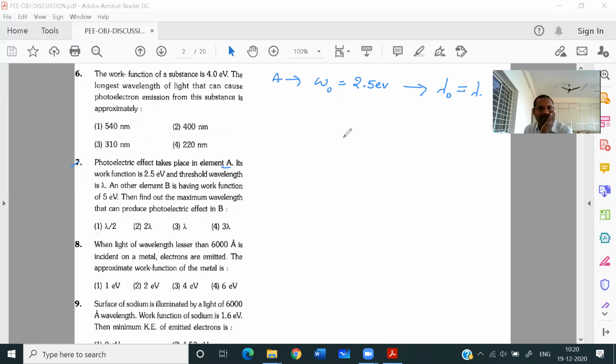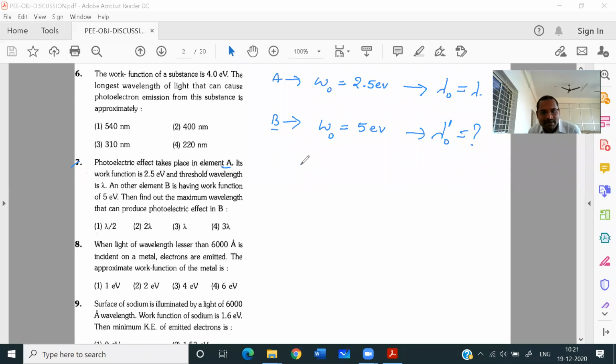Perfect, no problem. Next, another element B is also mentioned, having a work function of 5 electron volt. They are asking for the maximum wavelength that can produce the photoelectric effect, that is, the threshold wavelength for the B element, lambda naught dash. Let us take it.